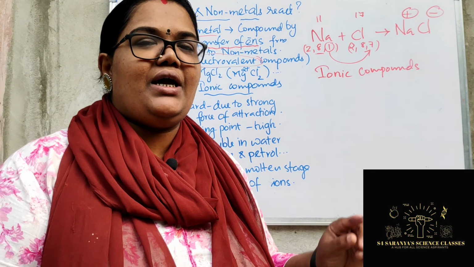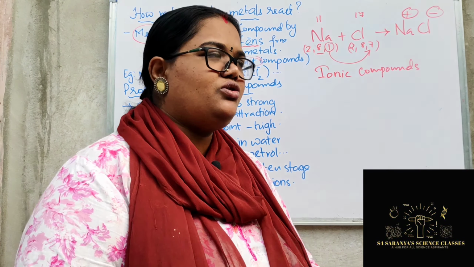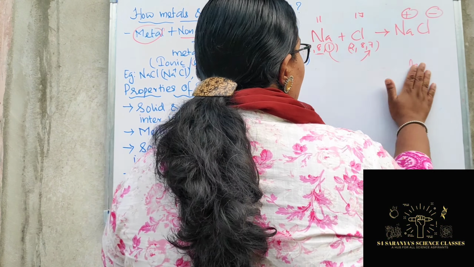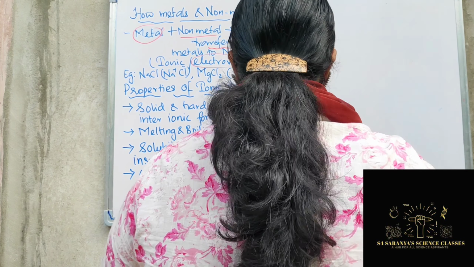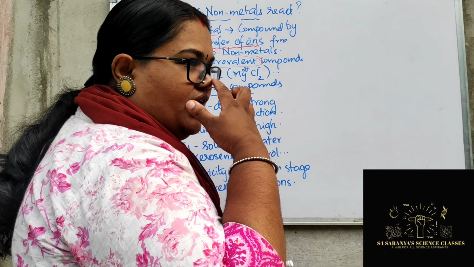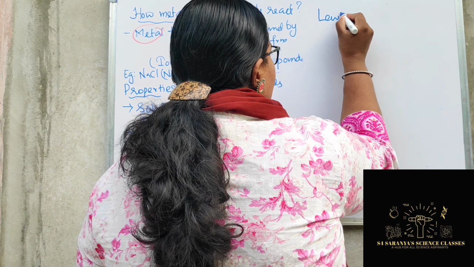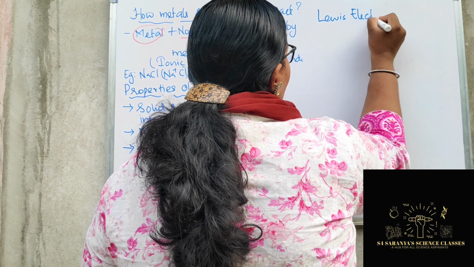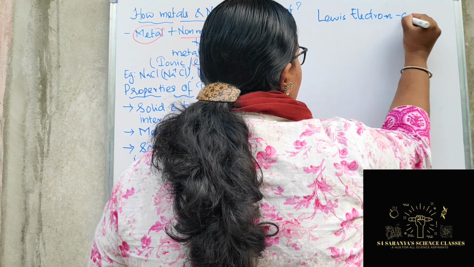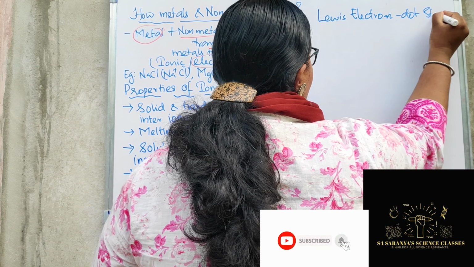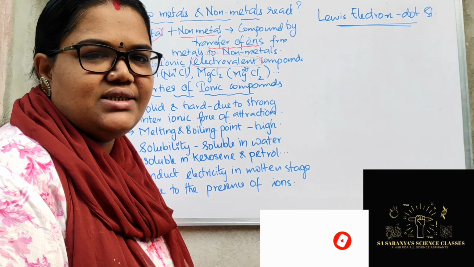Now one more topic about this ionic compound you have to learn. I have already drawn that, but still I will give you that what it is. We told that these are making compounds like this, right? So here there is a special way of representing it, that is called Lewis electron-dot structure. The Lewis, right? The name of the scientist is Lewis.